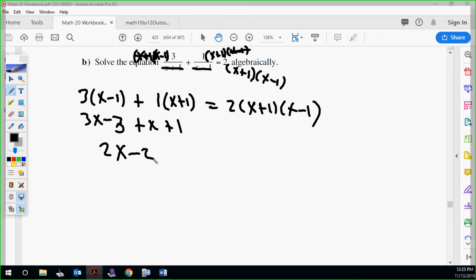Yep, 4x. So you're not okay with that? That's good. 3 plus 1. Thank you. All right, 4x. The right side, when we FOIL out x plus 1, x minus 1, that will be x squared minus 1, right? And then we're going to distribute the 2 to that. So it's 2x squared minus 2. So this is where we're at.